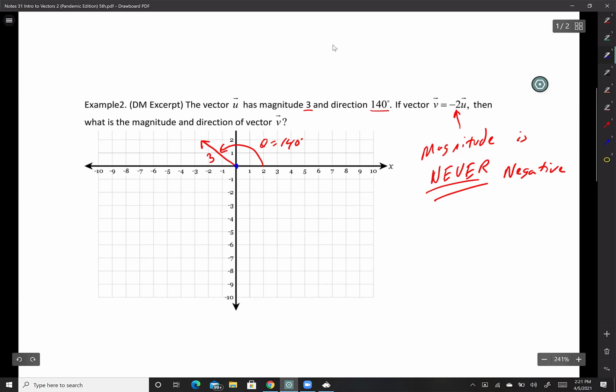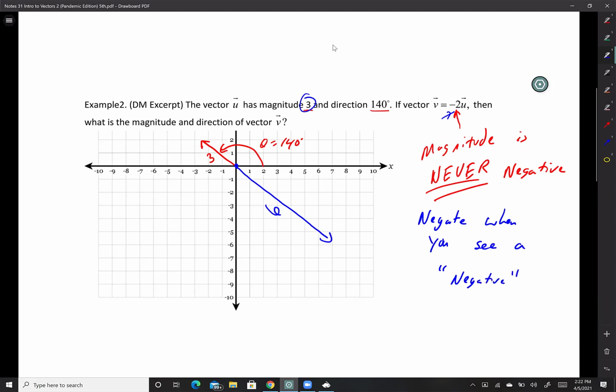So here it is. What's my magnitude of this? It was 3 and I'm multiplying by 2, so my magnitude is 6. So I'm going to go like this. There it is, and I'm going to say that's double. So I'm going to put negate when you see a negative. That's all it means, guys.